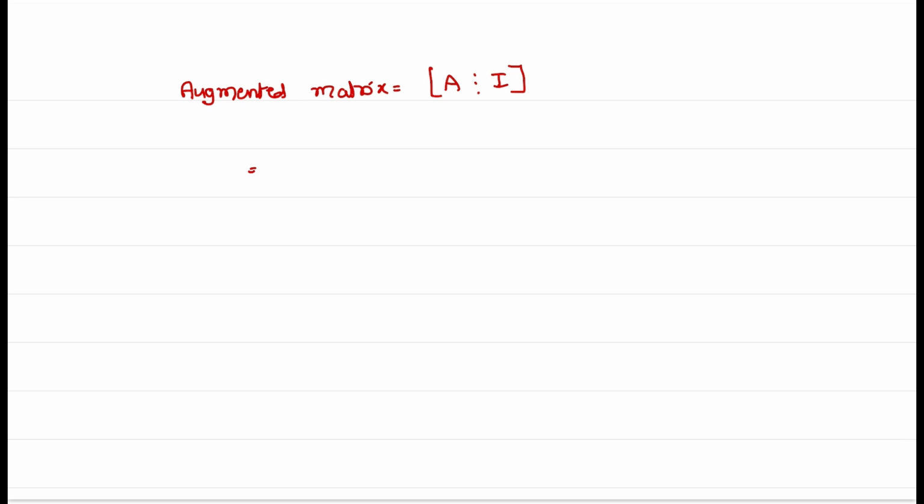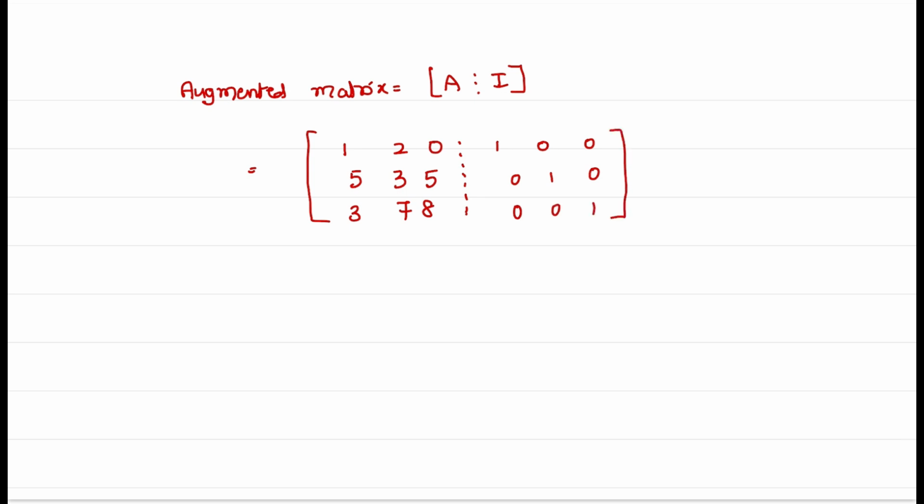There is no physical addition, it is only a representation, one after the other. What is A? 1, 2, 0, 5, 3, 5 and 3, 7, 8. This is A. Don't close that bracket. Just put dots and open a window, and you write 1, 0, 0, 0, 1, 0, 0, 0, 1. This is I. You can put the dots or you can put the line also.